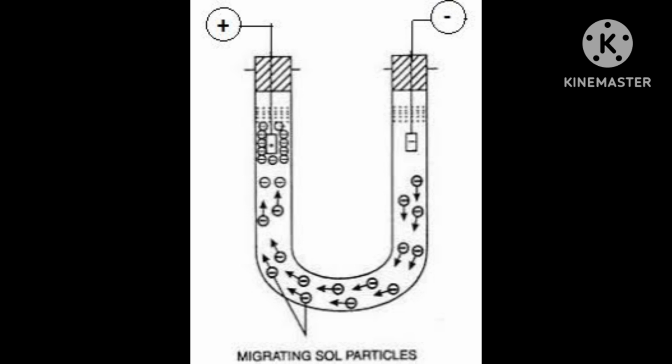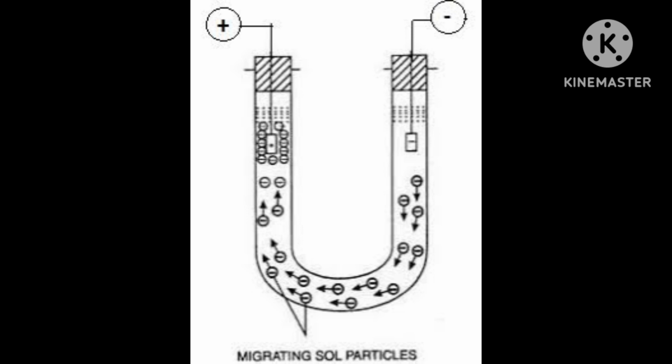Here the cathode is negatively charged, the anode is positively charged. Hence colloidal particles, if they have a positive charge, will move towards the negative electrode. And if they have a negative charge, they will move towards the positive electrode. This process is known as electrophoresis.